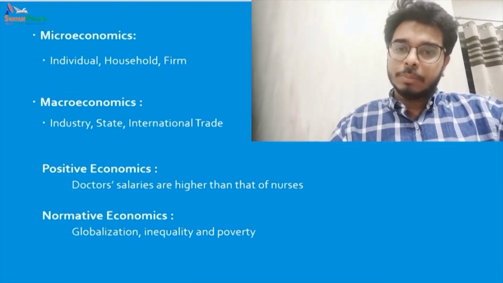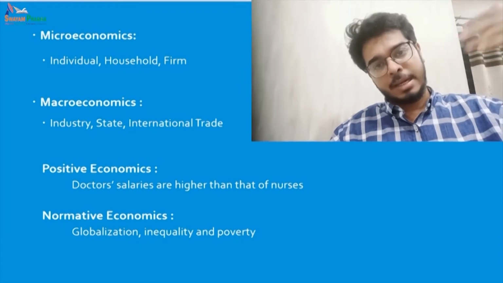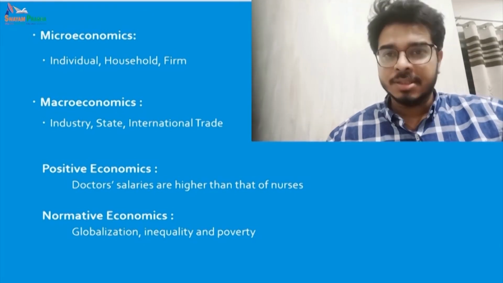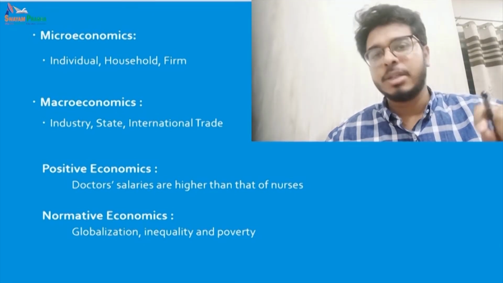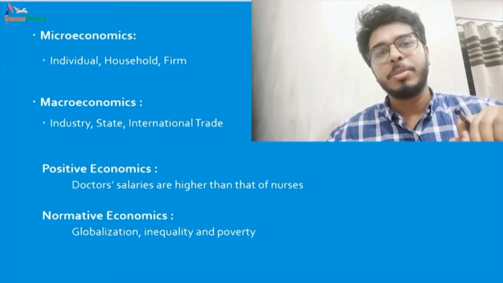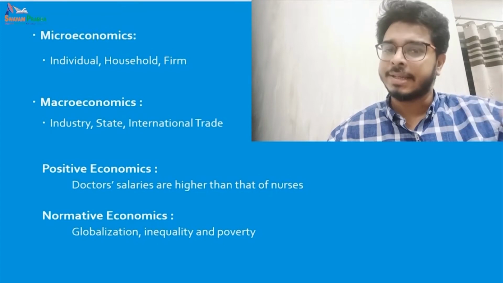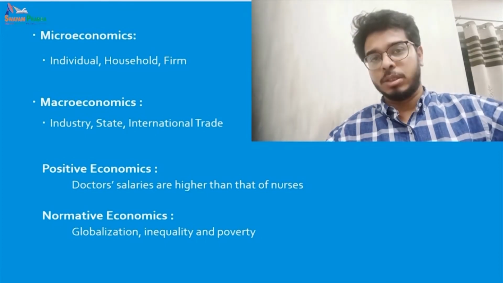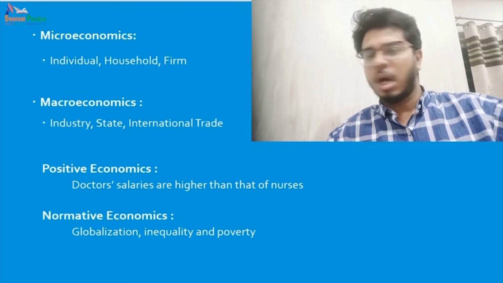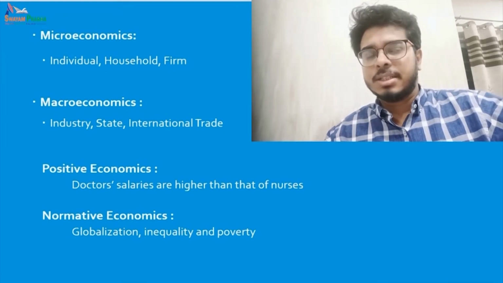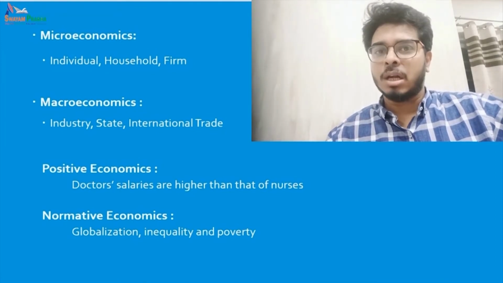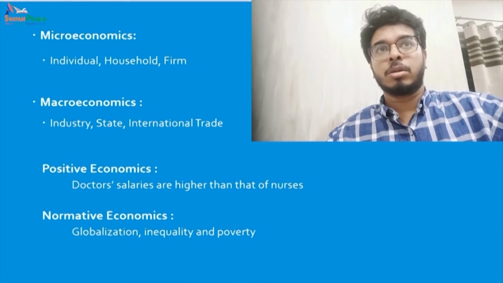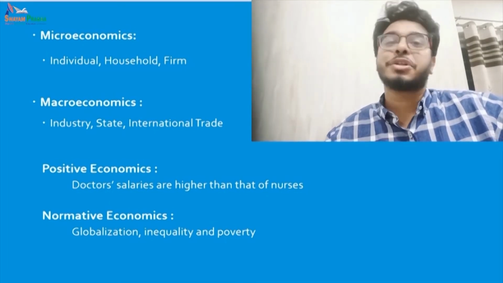So next, there is another type of classification of economics. You can see on the screen positive economics and normative economics. Positive economics, I'm keeping it very simple with just examples, is pretty straightforward: how things are. Let us take an example: why are doctors paid higher than the nurses or the ambulance drivers? Why are doctors paid more?